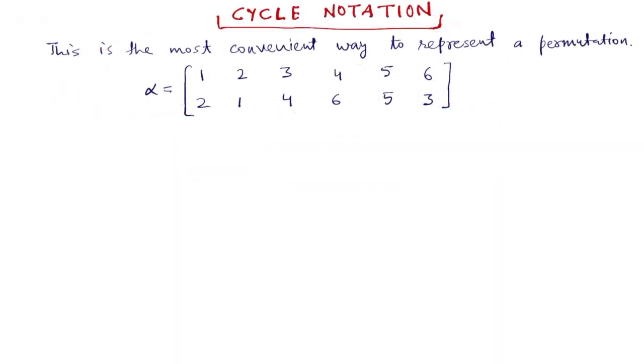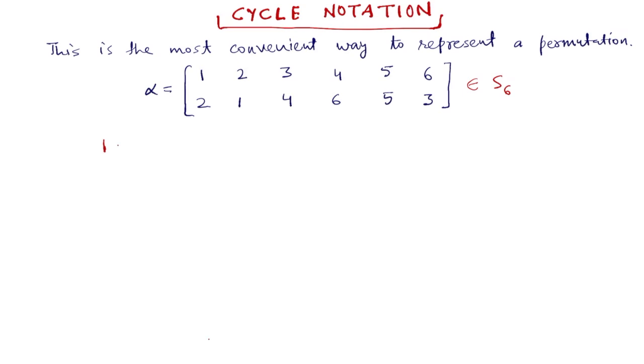Cycle notation is the most convenient way to represent a permutation. Let us understand how to write a permutation in cycle notation form by an example. So we have taken here a permutation alpha from the group S6. It is a permutation on 6 symbols. To write alpha in cycle notation form, we start with the first symbol, the smallest symbol 1. We can start with any symbol, but it is better to start with the smallest symbol. So the smallest symbol appearing here is 1. So let us start with 1 and see what is the image of 1.